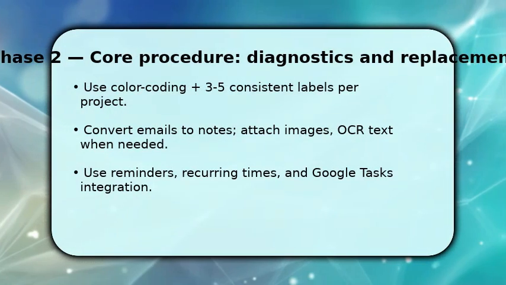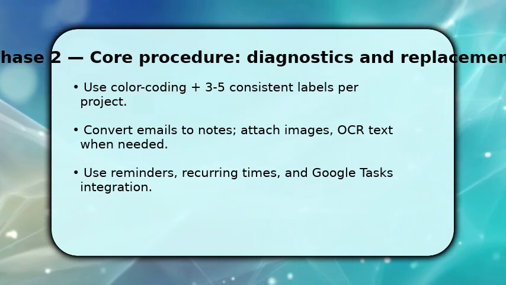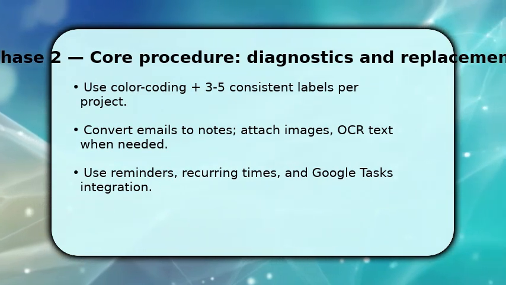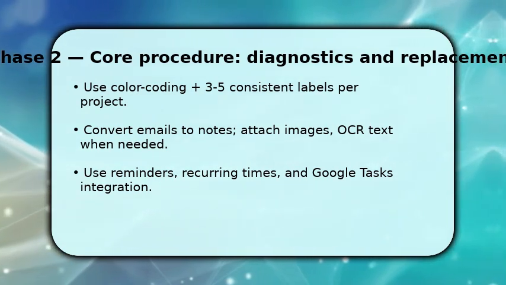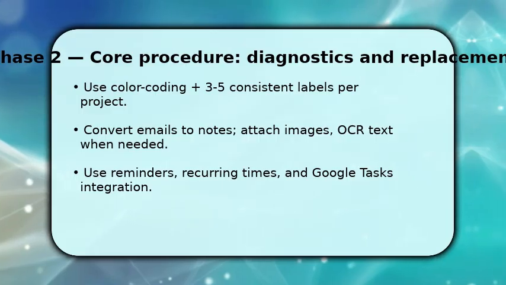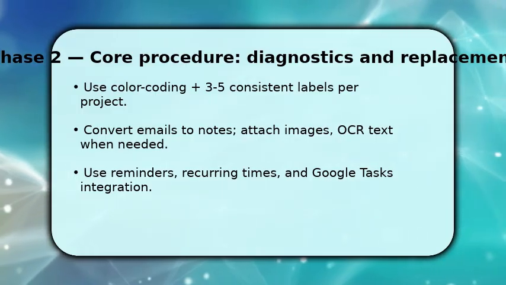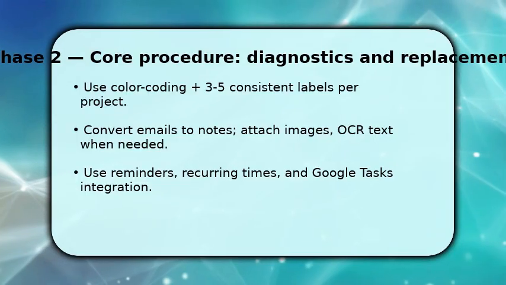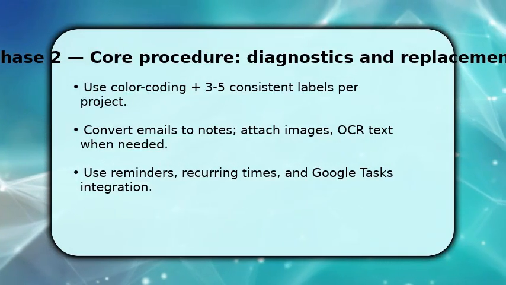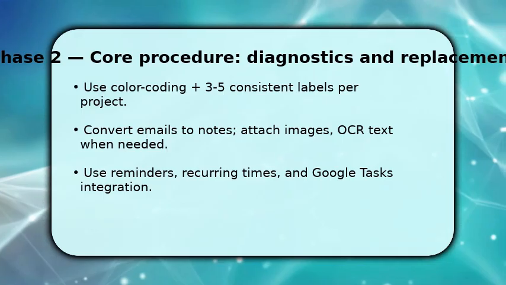Now you move into the complex middle steps, organizing and automating. Use color coding and keep only 3 to 5 consistent labels per project so scanning is fast. Once labeled, convert important emails into notes and attach images. Keep's OCR lets you search printed text later.